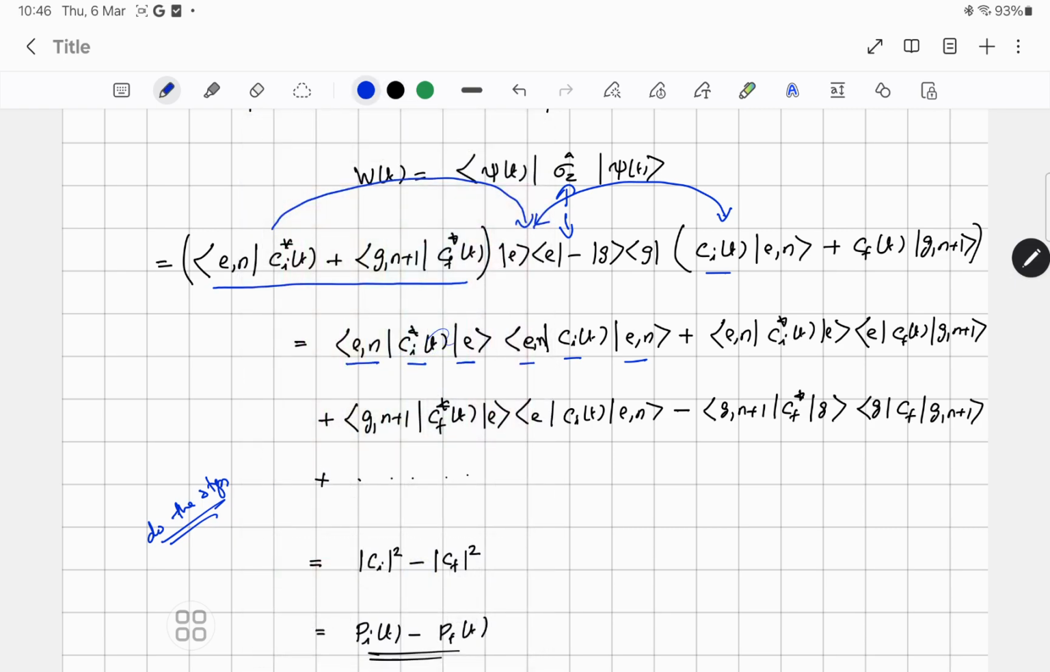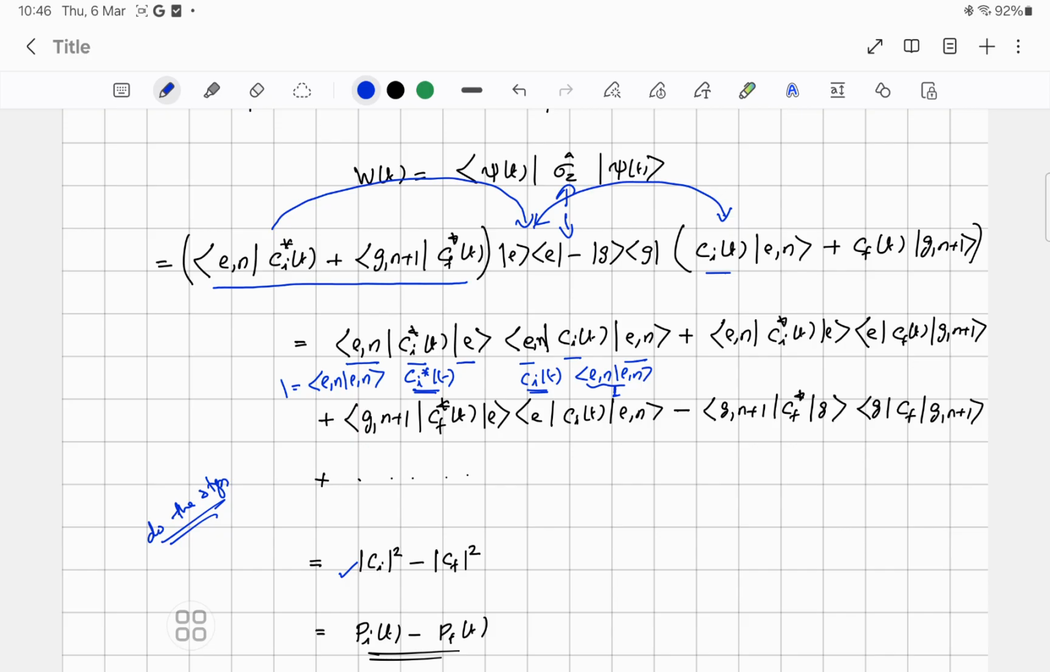Now this inner product will be simply equal to Ci star of t, and this inner product will be simply equal to Ci of t, and the remaining thing is En. This inner product is 1, and also here the inner product of En and En is 1. Therefore finally you will have the product of Ci star and Ci, that would be mod Ci square. So that is basically this first term. I have just shown you how to calculate one of these terms. Similarly do all the calculations.